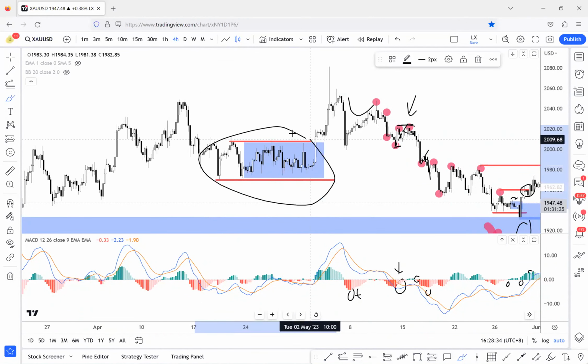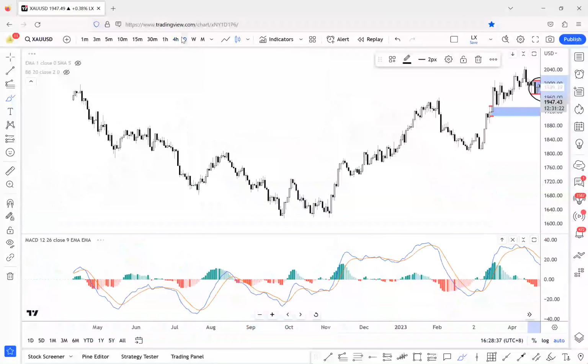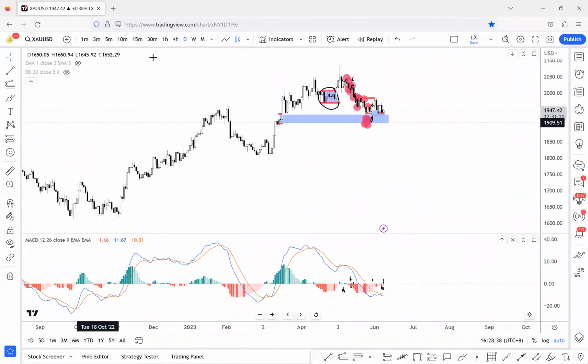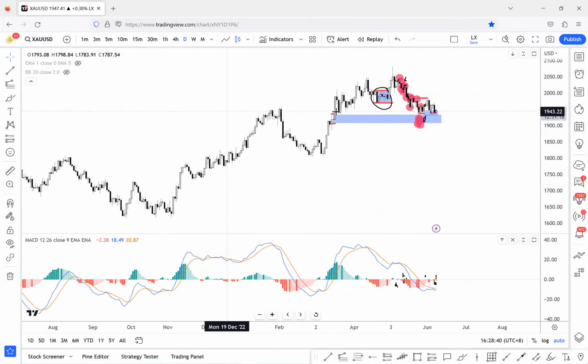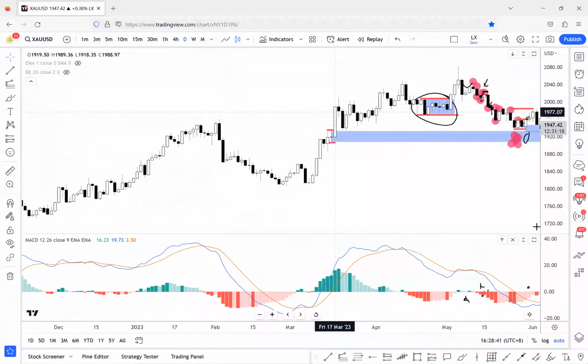If I were to highlight this zone here, let's move to the daily time frame or even the weekly time frame. You can see the zones themselves.